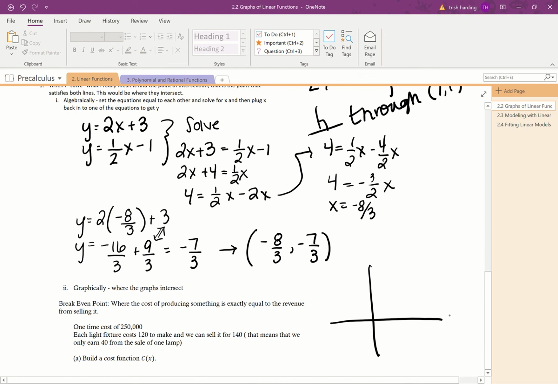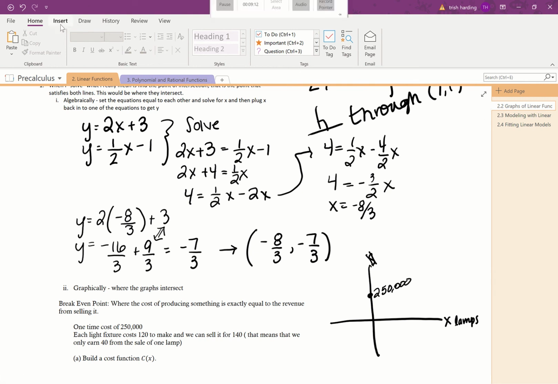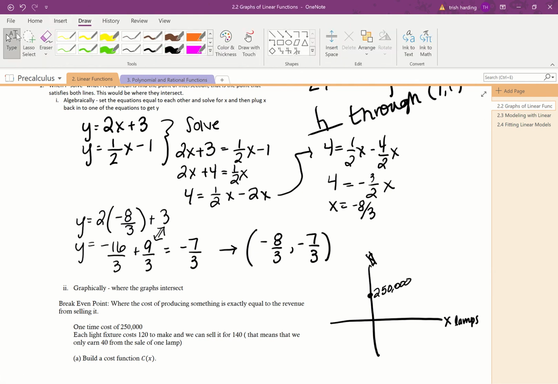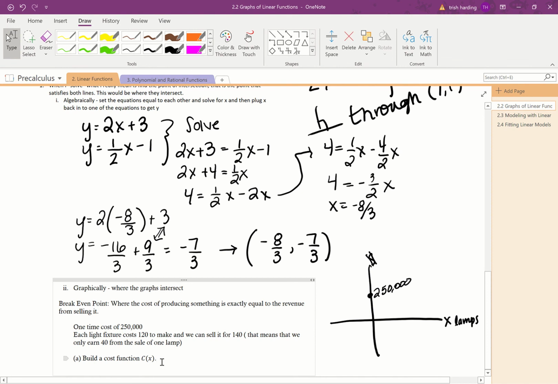So if we were looking at x as the number of lamps, and we were looking at the y as the amount of money spent, before I even make any lamps, it's going to cost me $250,000. And that's what that means. So this $250,000 one-time cost will be the y-intercept.